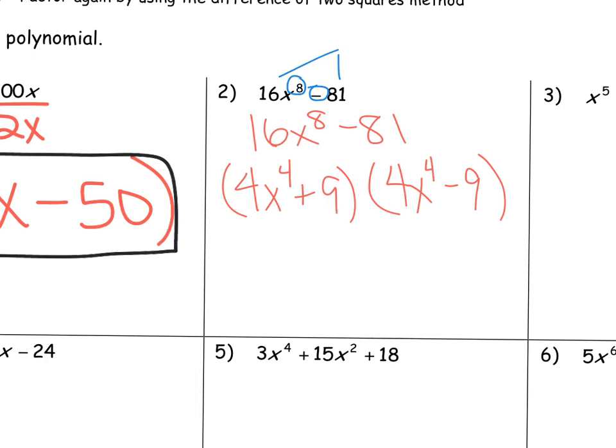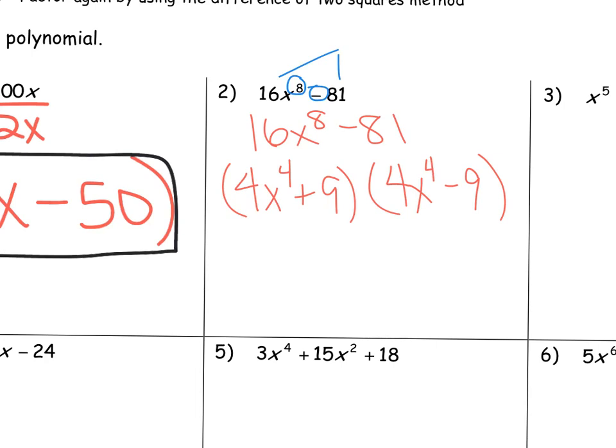Okay. Are we done? Let's see. Let's check out what we've got. I have 4x to the 4th plus 9. Is it DOTS? No. There is a plus sign in the middle. That means this is not DOTS. Can't do anything with it. All right, so that's out. We're going to leave that alone.